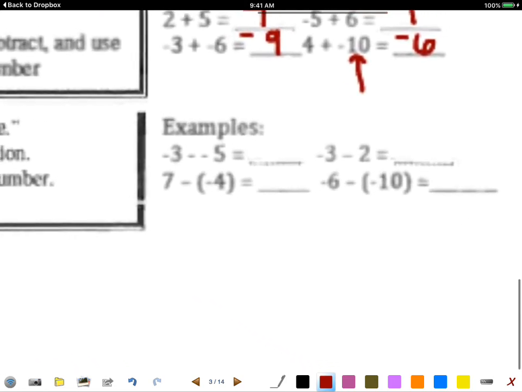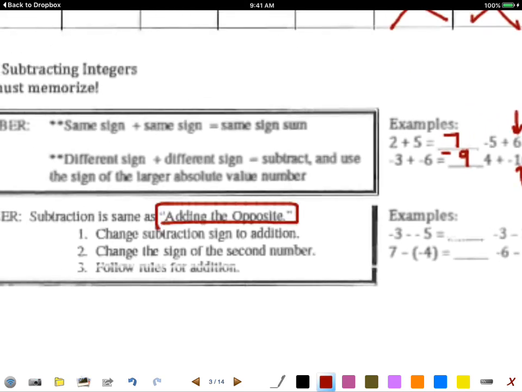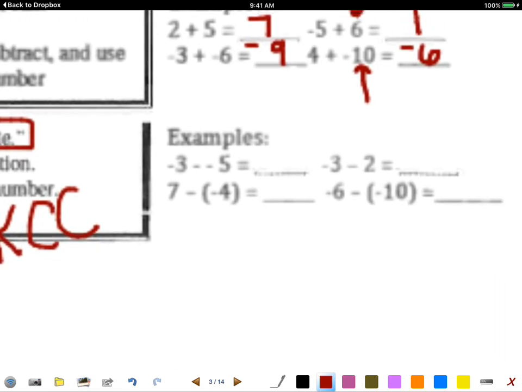All right, let's look at some subtraction. Now, with subtraction, what you're going to do first is you are going to add the opposite, or sometimes you have learned keep, change, change. You keep the first number, you change subtraction to addition, and then you change the sign of the following number. So, -3 minus -5. You're going to keep -3. You're going to change this to plus and then +5. So it's a -3 plus 5. And then you have to go back to your addition rules. So they're different signs now, a negative and a positive. Find the difference. The difference is 2. 5 is bigger, so it's a +2.